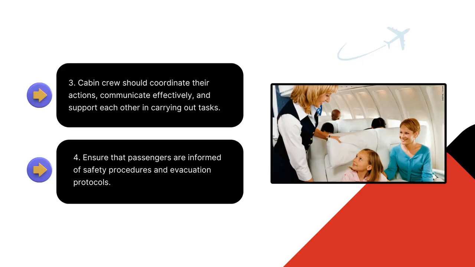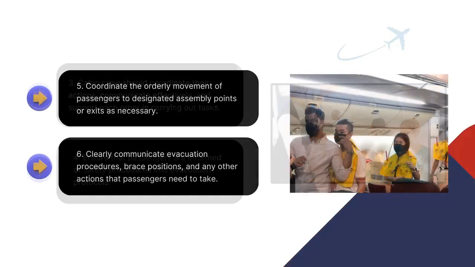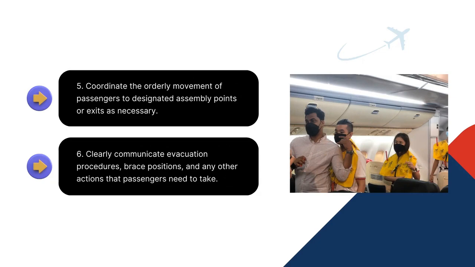4. Ensure that passengers are informed of safety procedures and evacuation protocols. 5. Coordinate the orderly movement of passengers to designated assembly points or exits as necessary. 6. Clearly communicate evacuation procedures, brace positions, and any other actions that passengers need to take.